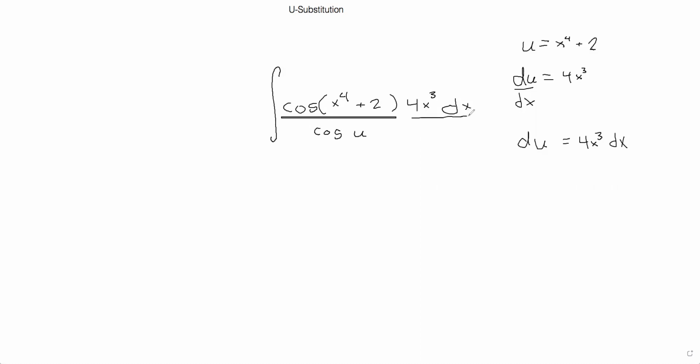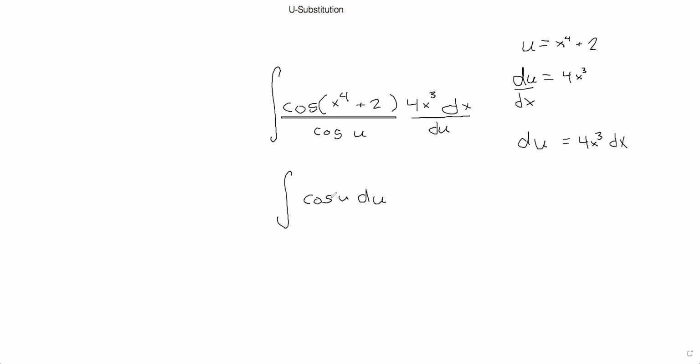And then this part right here, well, look, that looks pretty familiar. That looks like exactly what we have for du. So this entire thing right here can be replaced simply with du. So let's go ahead and do the substitution part of U substitution. Cosine of u du, we're faced with a much easier problem now.